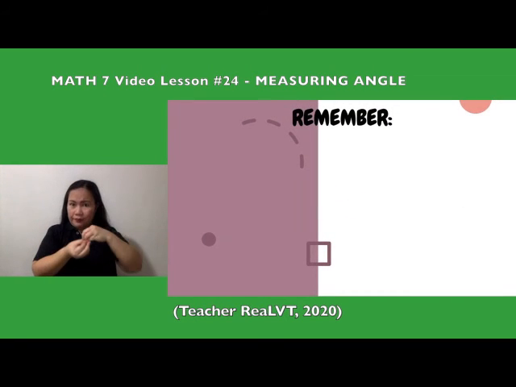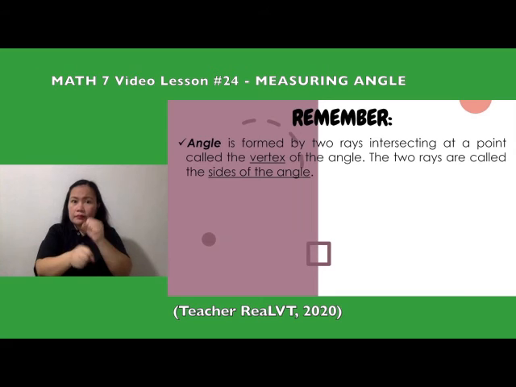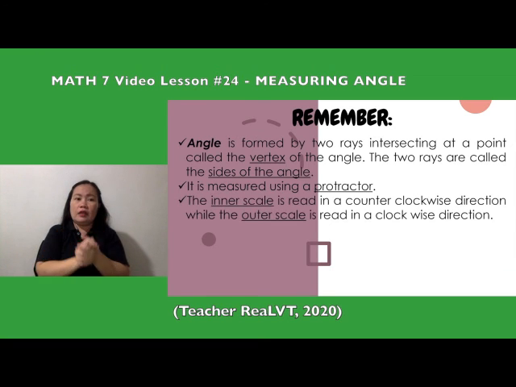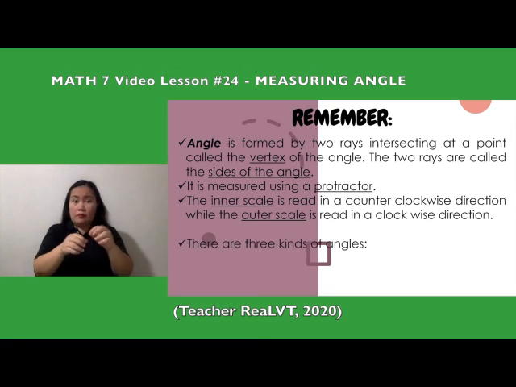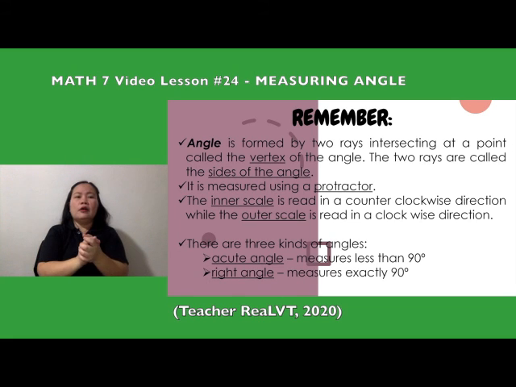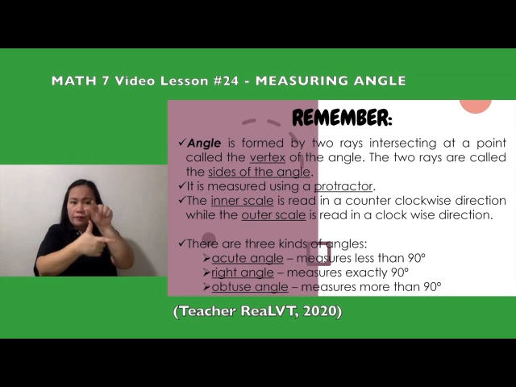So let us now summarize measuring angle. An angle is formed by two rays intersecting at a point called the vertex of the angle. The two rays are called the sides of the angle. It is measured using a protractor. The inner scale is read in a counterclockwise direction, while the outer scale is read in a clockwise direction. There are three kinds of angles. First is the acute angle, whose measure is less than 90 degrees. A right angle has exactly 90 degrees, and an obtuse angle measures more than 90 degrees.